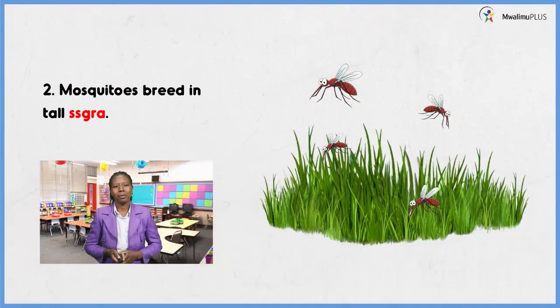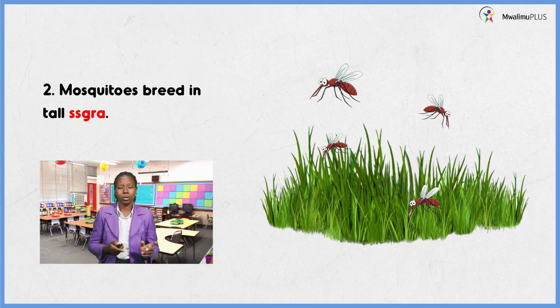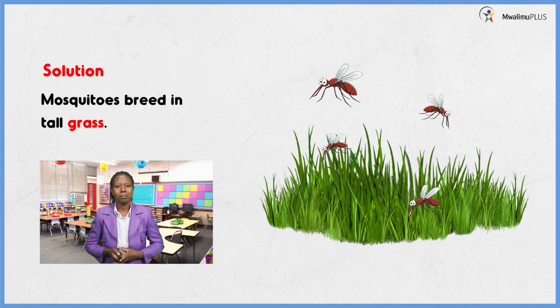We have a word here which is misspelled. Let's read the sentence and see. Mosquitoes breed in tall sigla. When you read that word sigla, it doesn't give the meaning. So, let's see if we read it from the right to the left, we see whether we can be able to understand what we are being told. Let's see. Mosquitoes breed in tall grass.